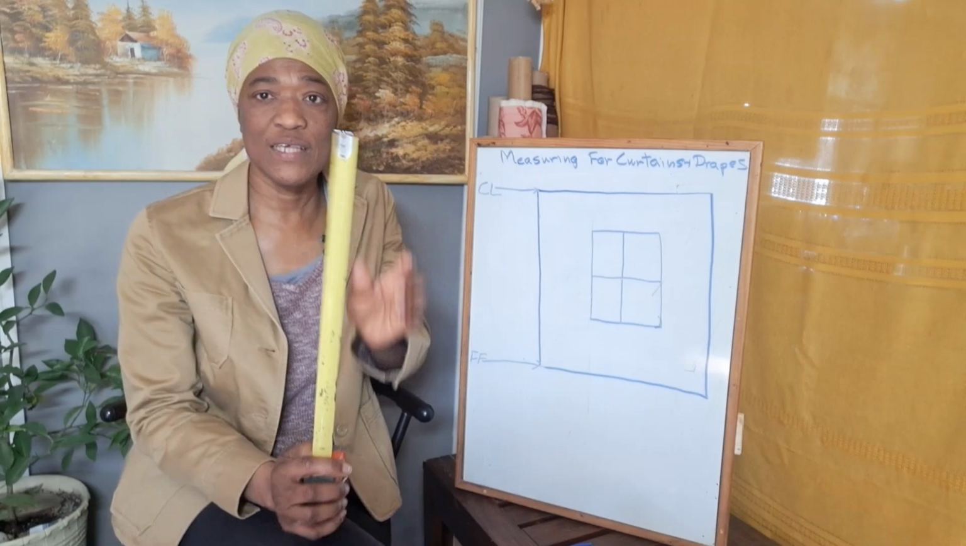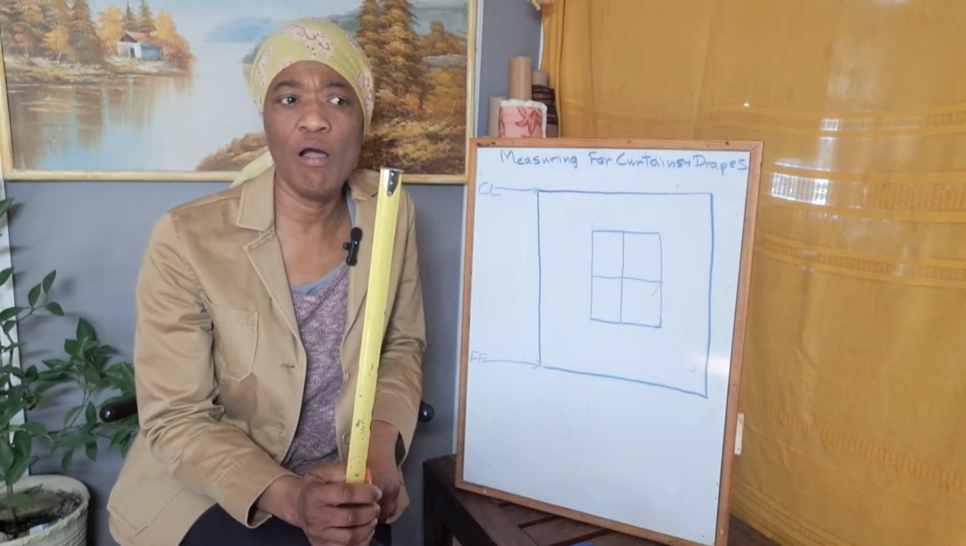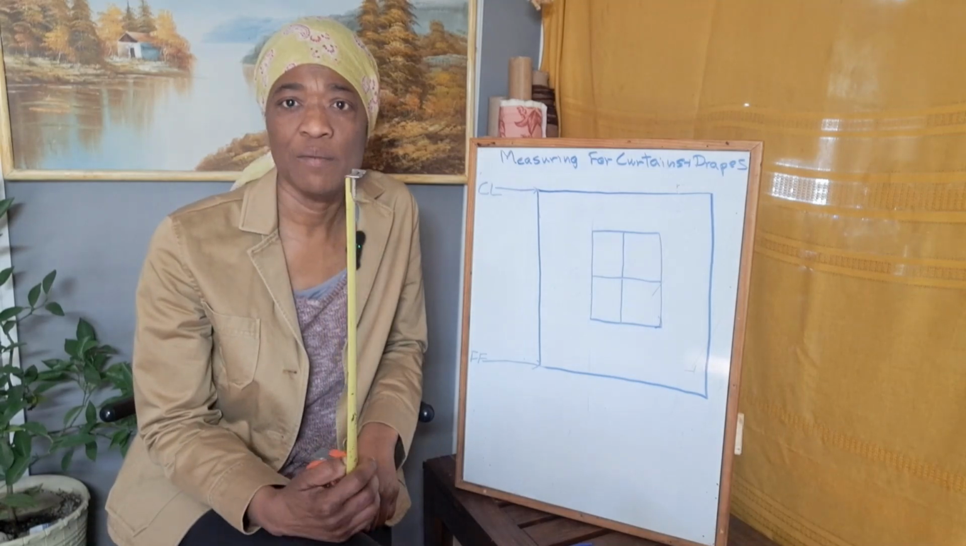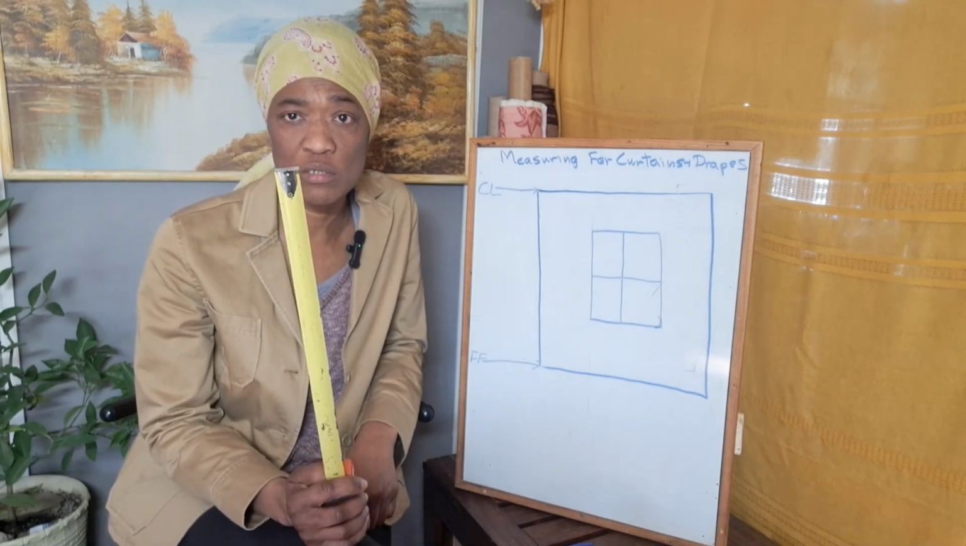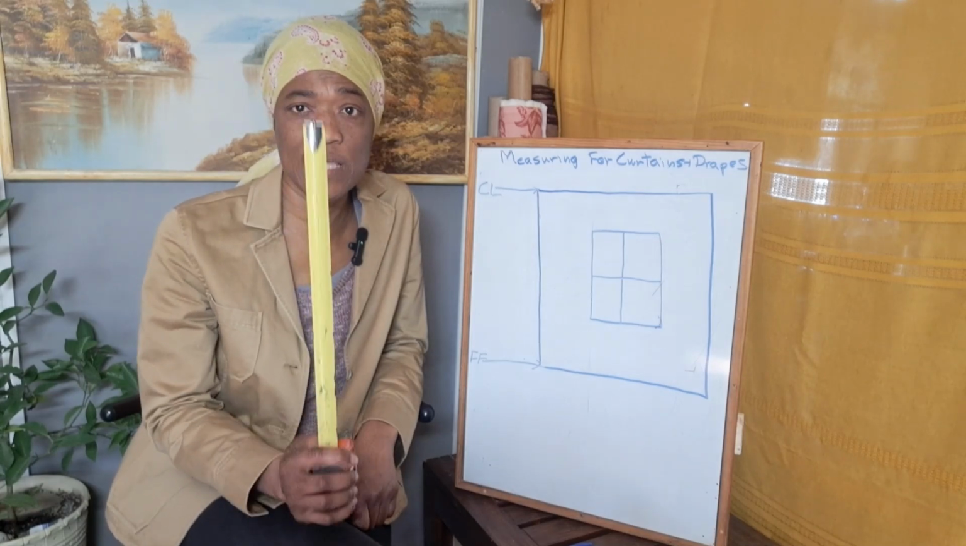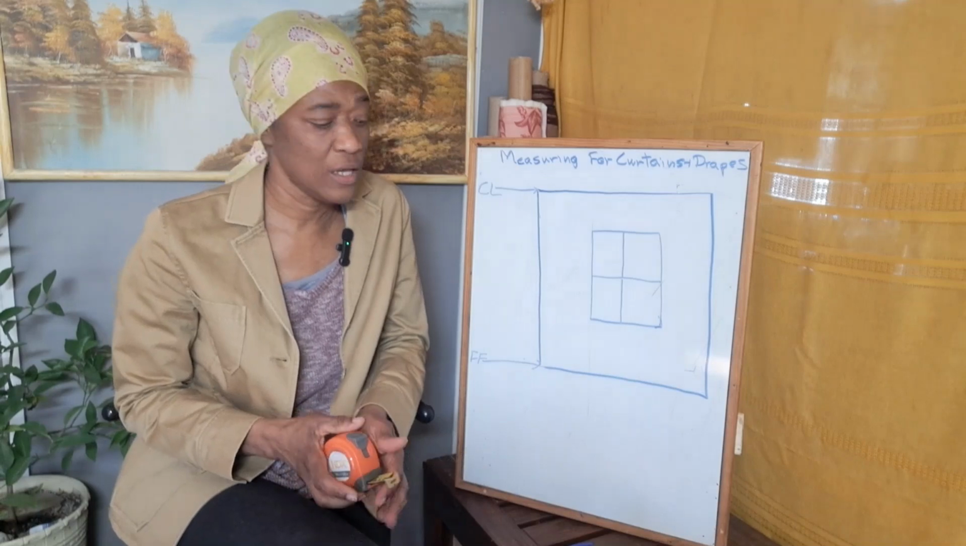One, use a metal tape. Never use a plastic or a fabric tape because that can make your measurement be skewed. The metal tape will stay stiff and give you the measurement that you need.